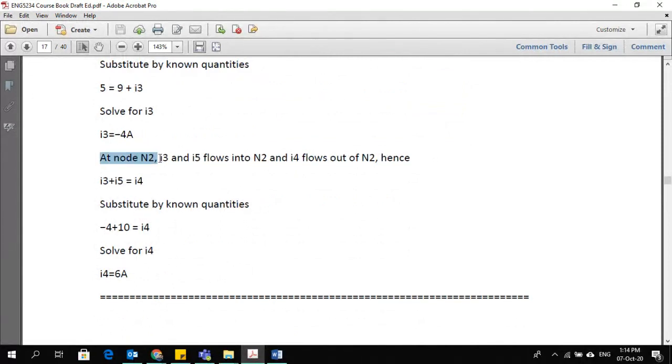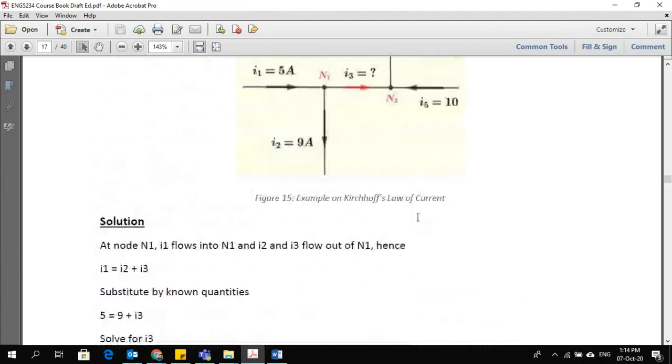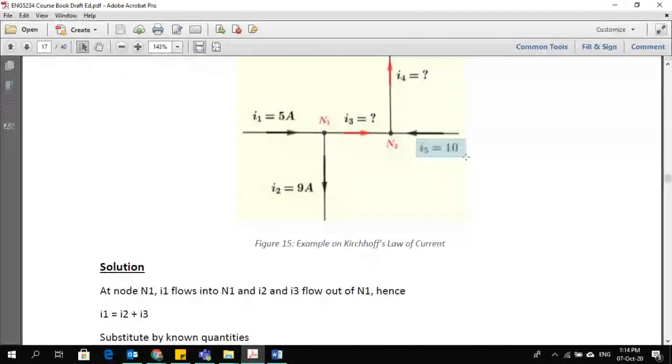So at node N2, I3 and I5 flow into N2 and I4 leaves N2. You will write the equation like this: the two currents entering the node on one side and the one leaving the node on the other side of the equation. Now we can substitute the values. I3 we just found as minus 4, so we will put minus 4 in place of I3. I5 is 10. Let's double check. Yes, I5 is 10. It is also in the node.